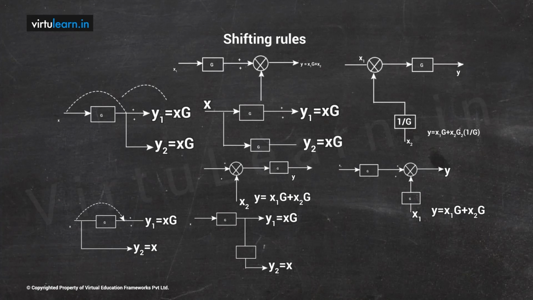So this shifting rule is for a summing point and a block. Similarly, for a takeoff point and a block. Now look at this. Here I have G and there is a takeoff point. You know what we mean by a takeoff point. If you want to get the same signal out for some other purpose, we use the takeoff point. X is the input, G is the block gain, therefore what output will you get? XG. I am taking the same output, therefore Y2 is also XG.